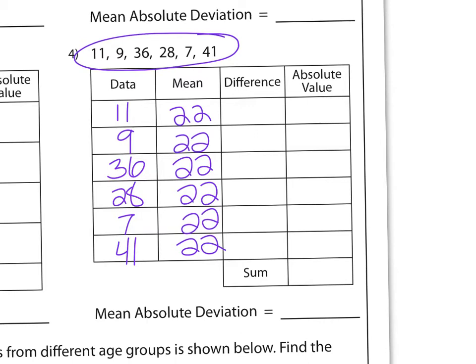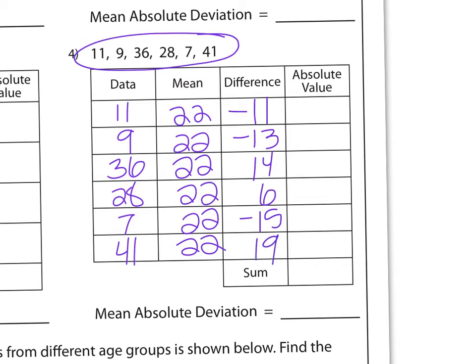So if the average score on this test was 22, this person got an 11, that's 11 points smaller than the average. 9 would be 13 points smaller than the average. 36 would be 14 points more than 22. 28 would be 6 points more than 22. 7 would be 15 points less than 22. And 41 would be 19 points difference.